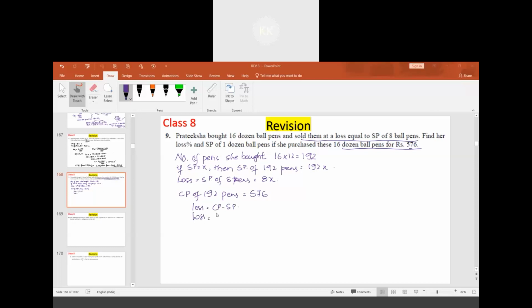Loss is 8x. 8x will be equal to 576 minus 192x. So we get 200x is equal to 576. x will be equal to 576 by 200. This will be 2.88.